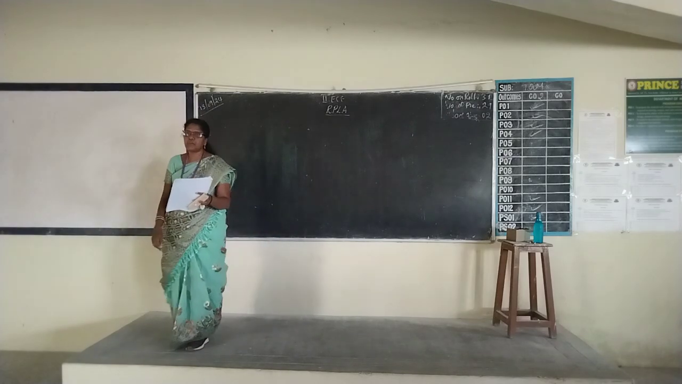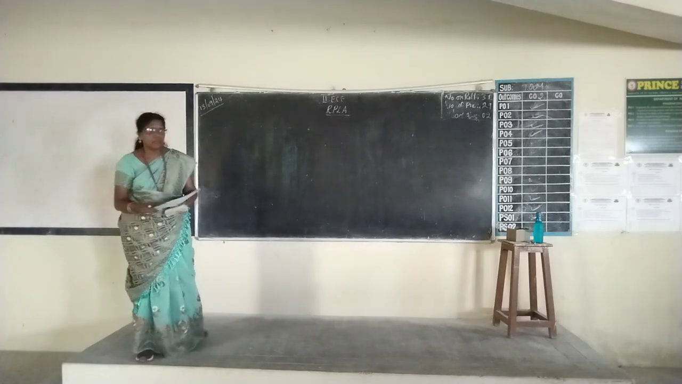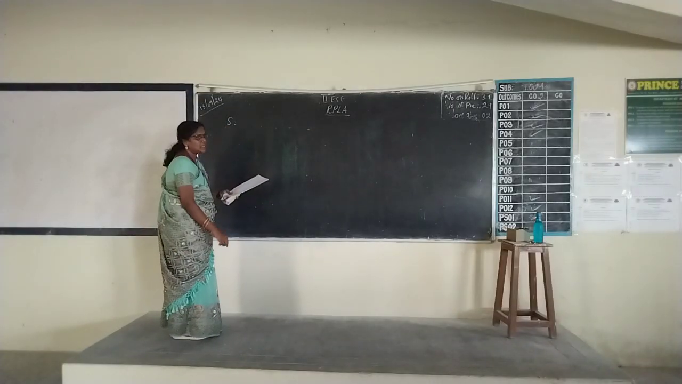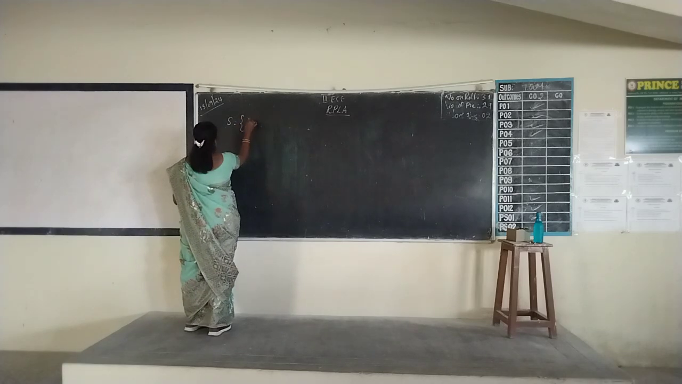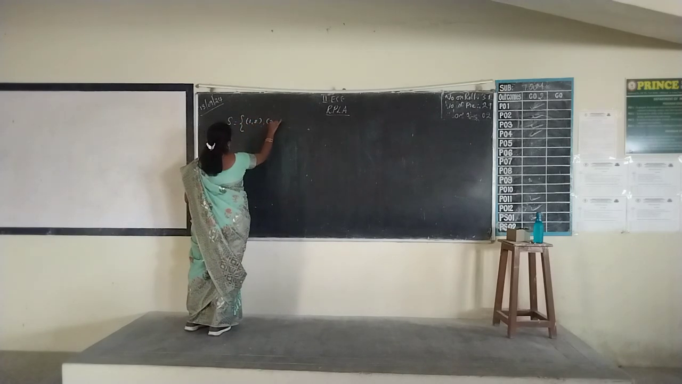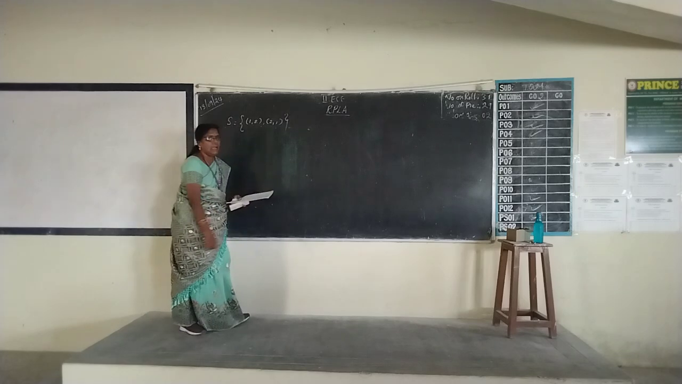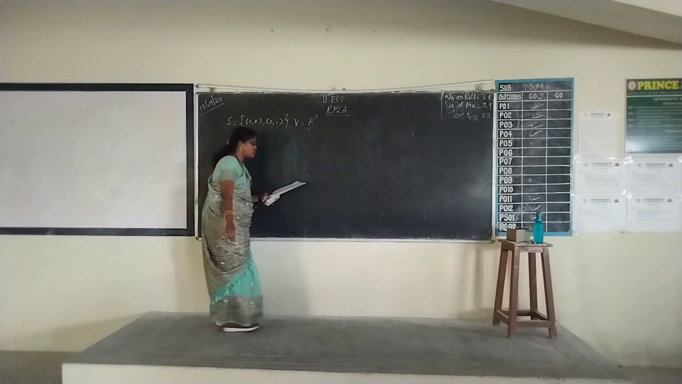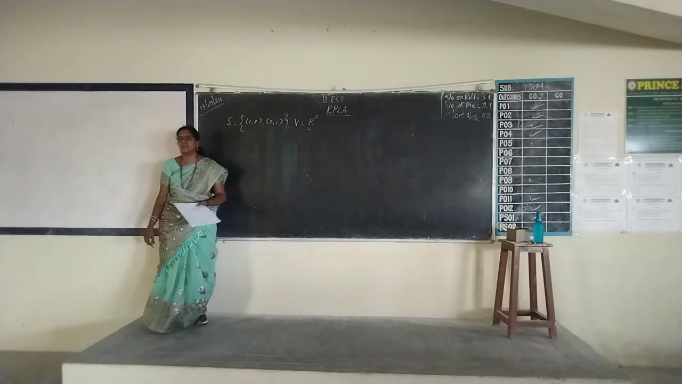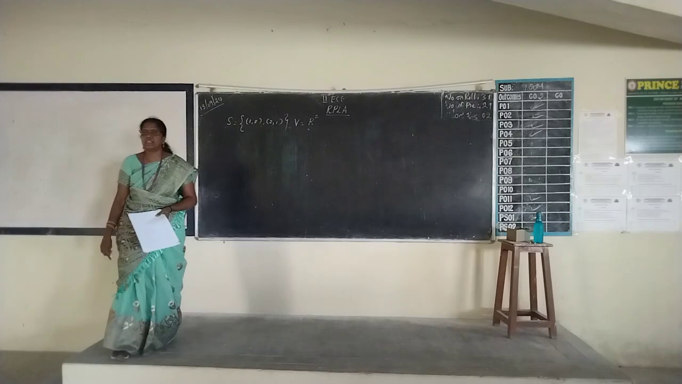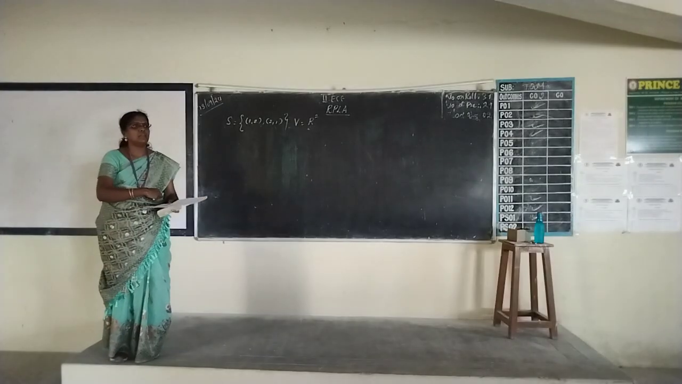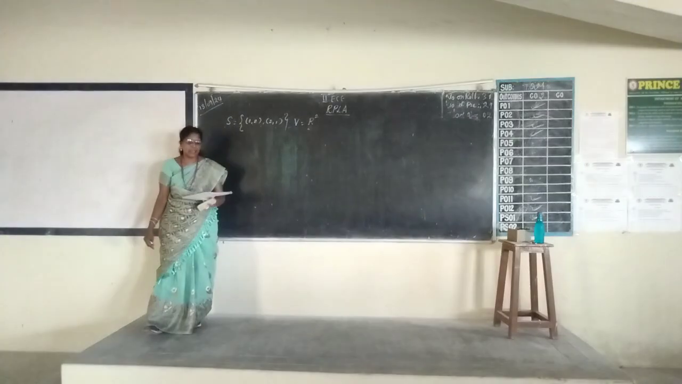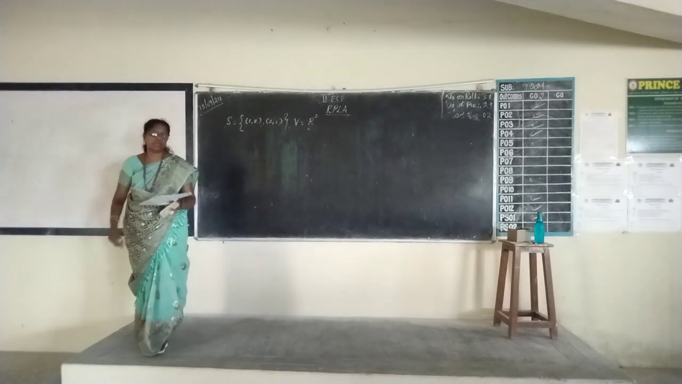So take a look. Let's start with the problems. First one. Let S be the set of vectors (1, 2), (2, 1) and V equal to R square, the set of ordered pairs. Prove that V is a linear span of S.